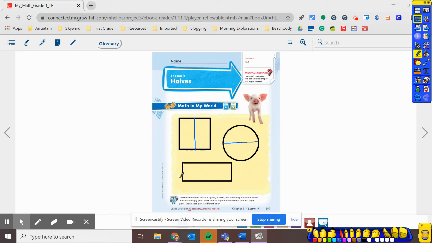And finally, we have our rectangle down here. I'm going to go right in the center of the rectangle, right in the middle, draw a straight line down to break it into two equal parts, or halves.